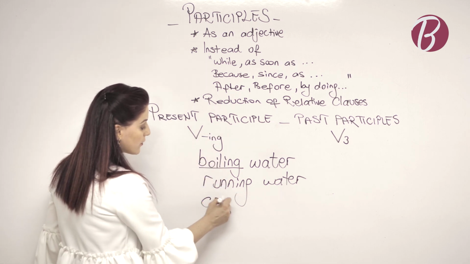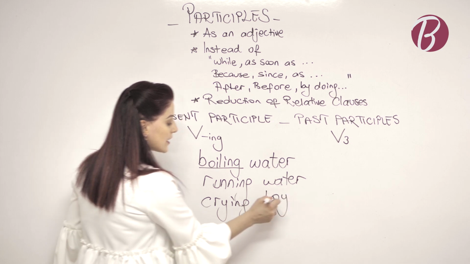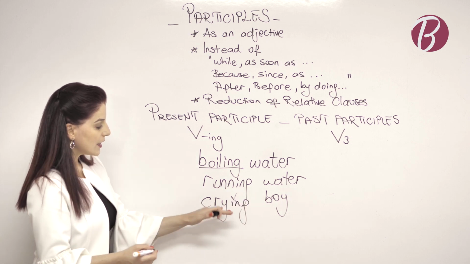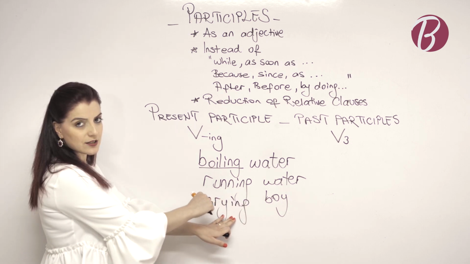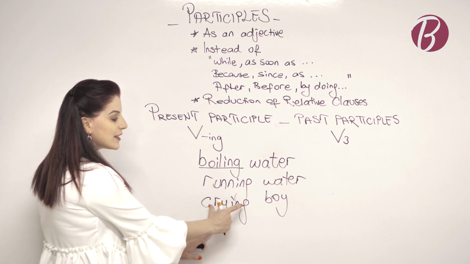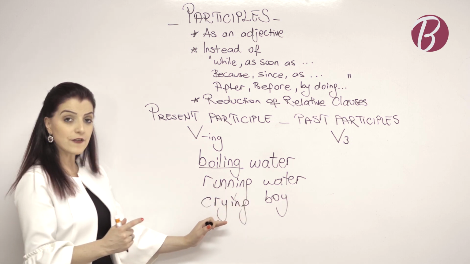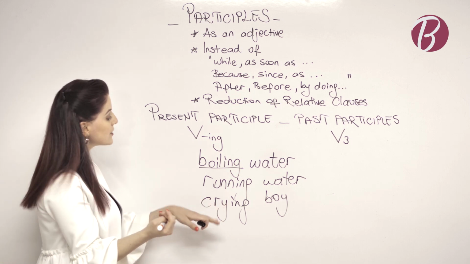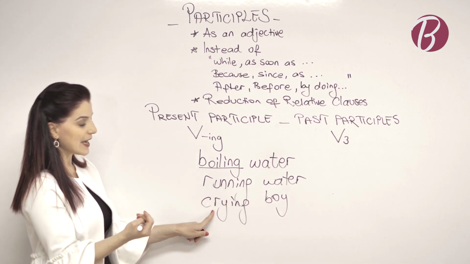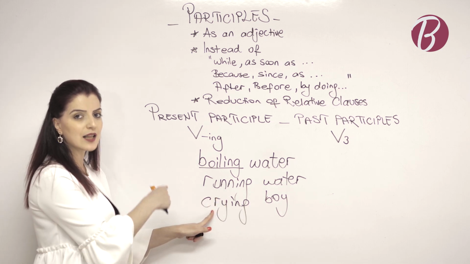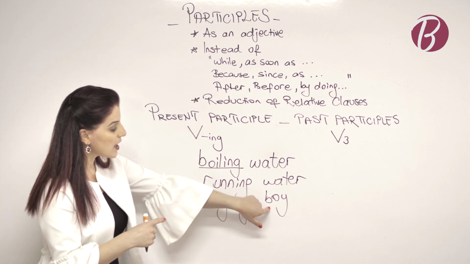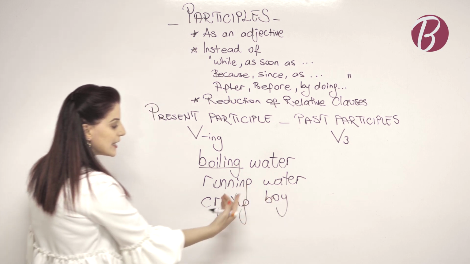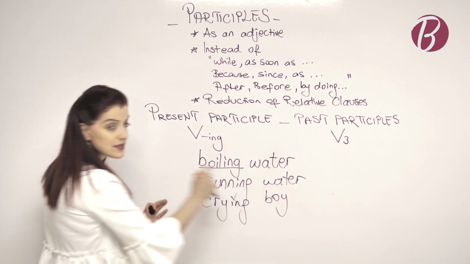For example, crying boy. In this structure, you can see this boy is in this action. So we can describe this boy's feature. What kind of boy are we talking about, or which boy are we talking about? Crying boy. This action is actively done by this boy, by him or by her, by it. So crying boy is the describing part of this noun.